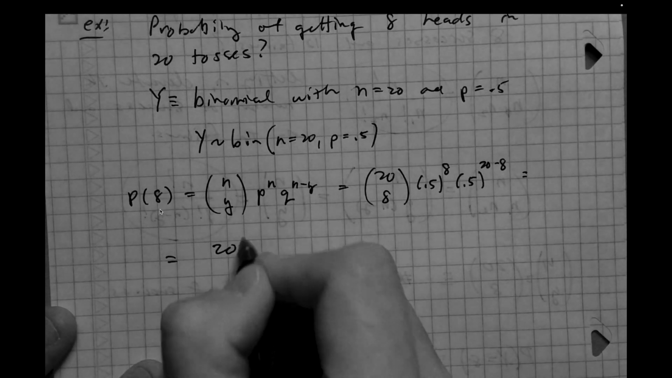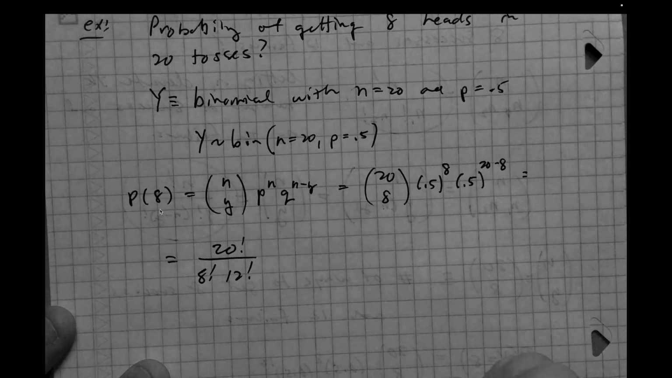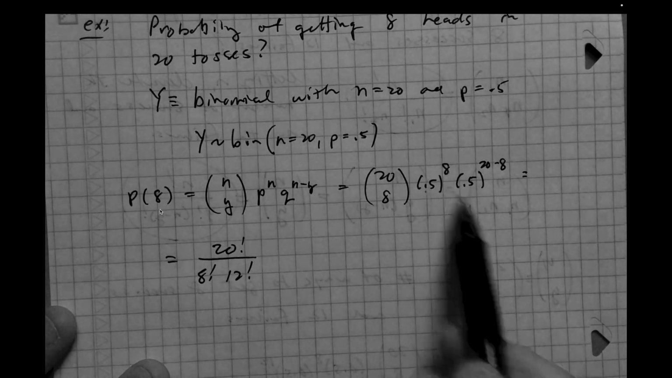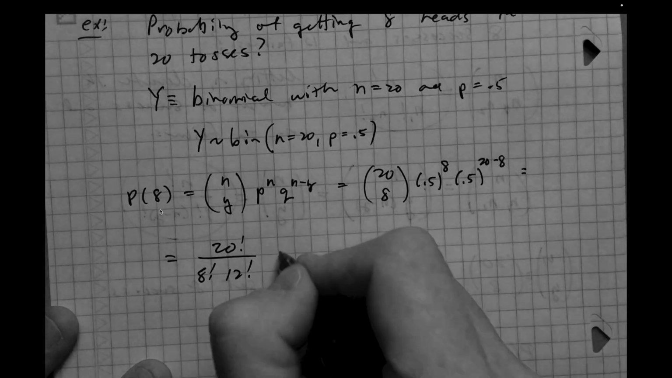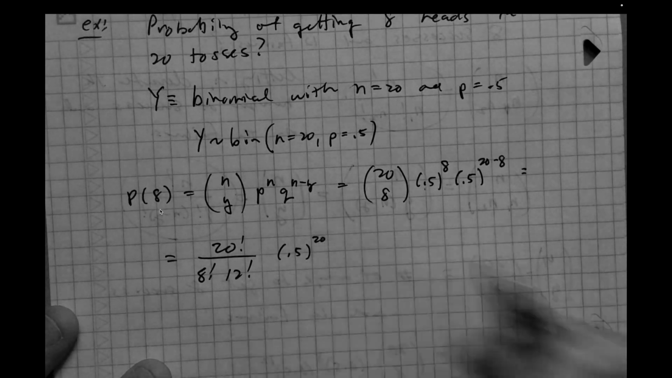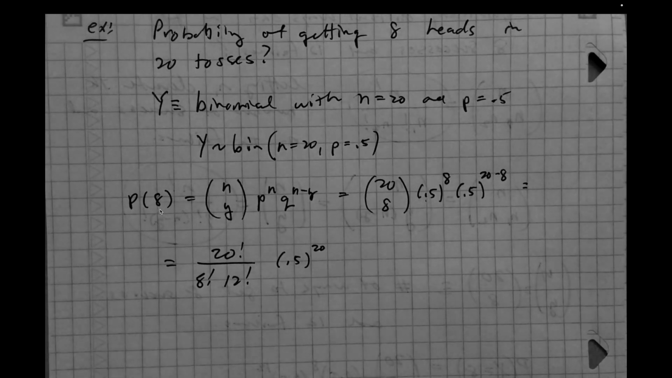So this would be 20 factorial over 8 factorial times 12 factorial, and then really it's 0.5 to the 8 times 0.5 to the 12, so it's really just 0.5 to the 20th. So I'll just put that together now. And that won't always be the case. It's just a coincidence here.